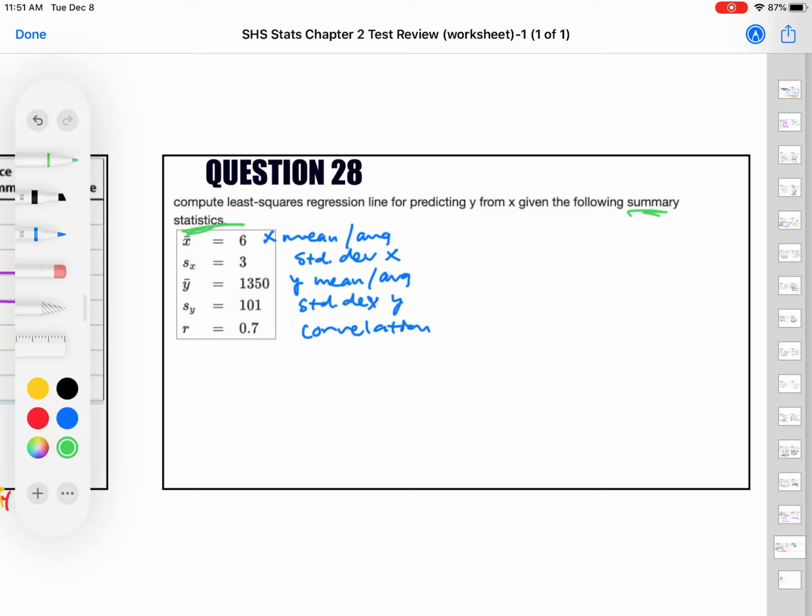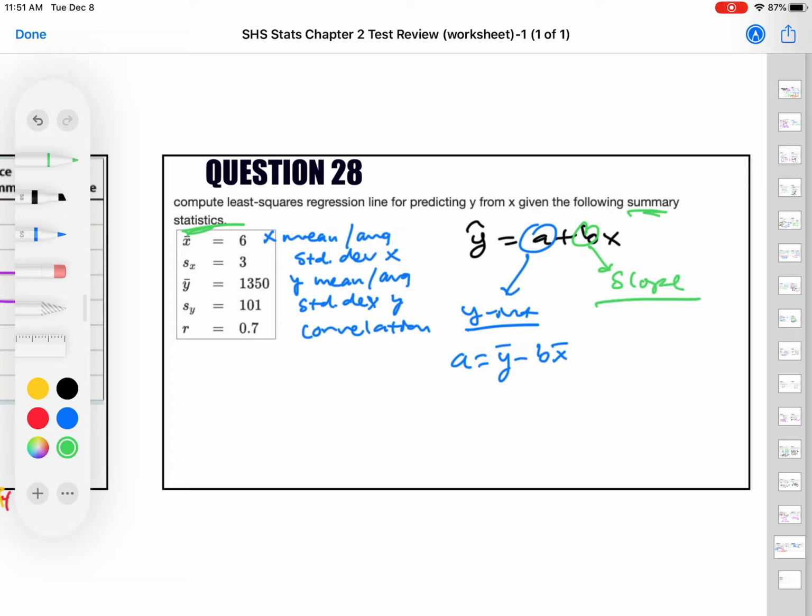If you haven't created one, create a formula sheet. Just go back and look at all of the formulas. You can have one. That's what we would use in class. So I'm just going to use this one. The y-intercept is a equals y bar minus b x bar. And the slope is r, the correlation, times the standard deviation of y over standard deviation of x.